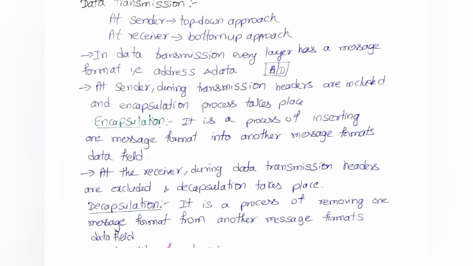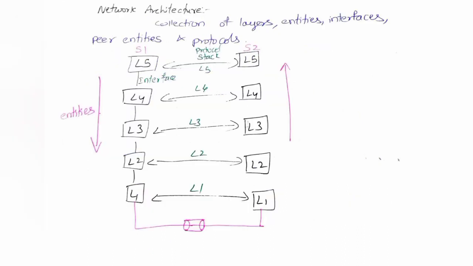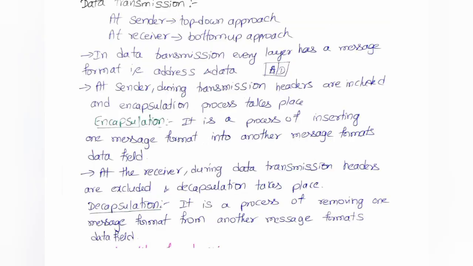So now we will see what is meant by data transmission. At the sender side, the data transmission will be in the top-down approach, whereas at the receiver side it will be the bottom-up approach, as we discussed earlier. So here at the sender side, the data transfer will be top-down, whereas at the receiver side, that is system 2, it will be bottom-up.